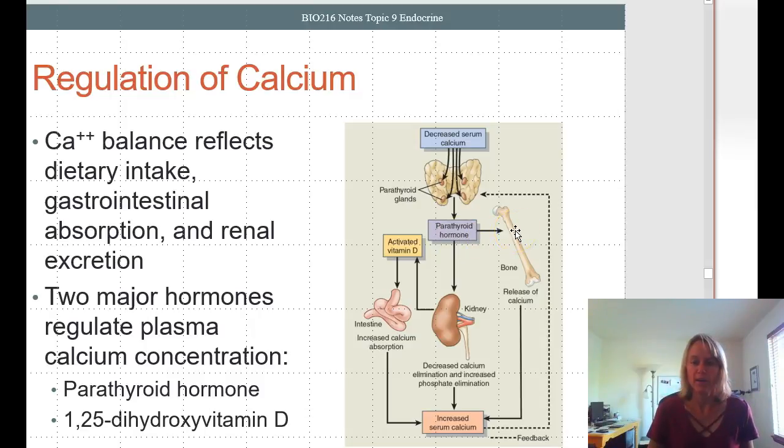Parathyroid hormone acts on the bone to break down bone to release calcium, acts on the kidney to decrease calcium elimination, while at the same time increasing phosphate elimination. So when the bone is broken down, it releases calcium and phosphate, but the kidneys are going to decrease the elimination of calcium, or reabsorb more calcium, but increase phosphate elimination. So this is a way you can raise blood calcium levels without raising phosphate. The kidneys also activate vitamin D, which is going to enhance calcium absorption from the gut.